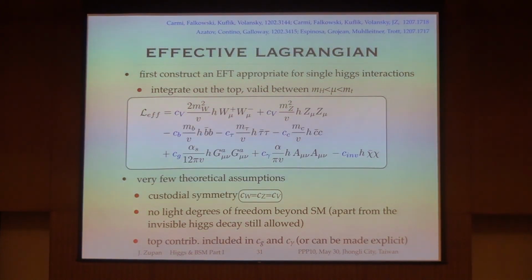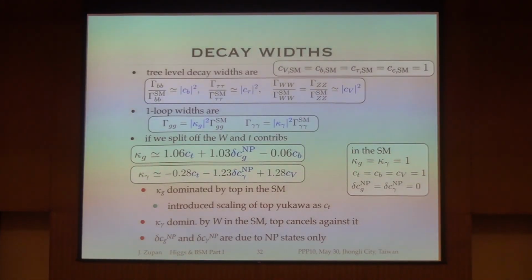So what you're really assuming here is that we only have the standard model plus this extra guy, and there are no other light degrees of freedom beyond the standard model which are lighter than 125 GeV or so. As I said, top is included in these two couplings, but I will make it explicit in the following slides. Right? So let's look at the decay widths. Everything was normalized such that in the standard model, the effective couplings are 1. So if you find that you're away from 1, this would be new physics.